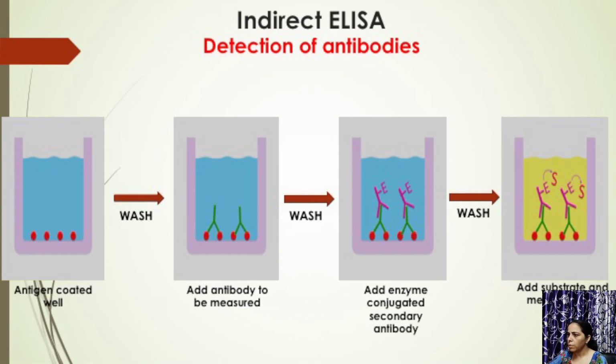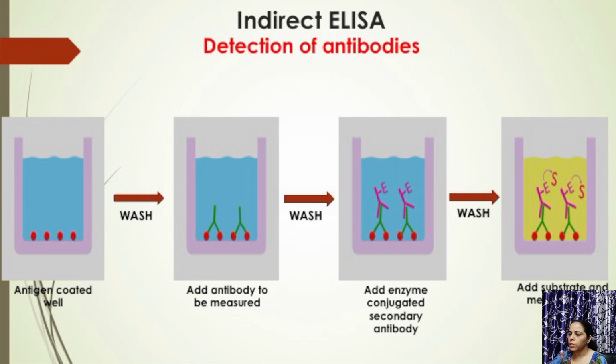In the second step, we will do the washing. In the third step, we will add the secondary antibodies to which the enzyme is linked. And washing is very important at every step. And in the last, we will add the substrate. If there is a conversion of the substrate into the product, that we can find out on the basis of the color of the product. We can say that a particular antibody is present in the serum.